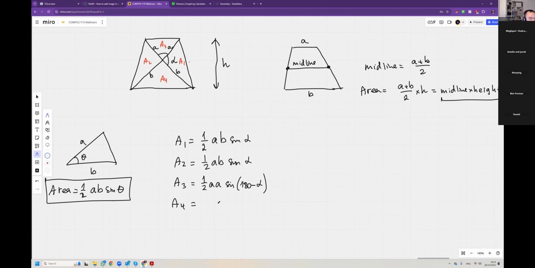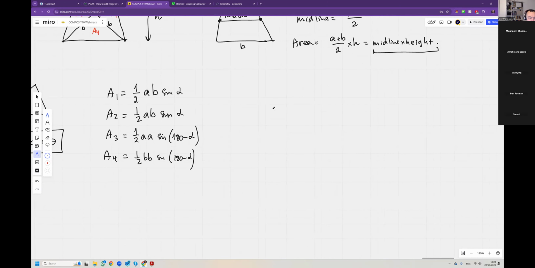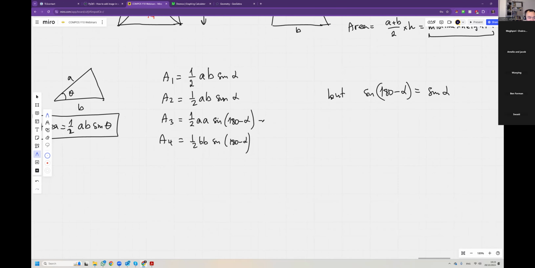And A4 is 1/2 B times B sine 180 minus alpha. But, and you will learn this, sine 180 minus alpha, does anyone know? It can be simplified as sine alpha. Yes, just sine alpha. Therefore, this is 1/2 A squared sine alpha. And this is 1/2 B squared sine alpha.